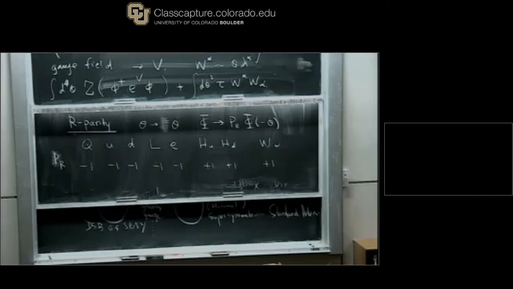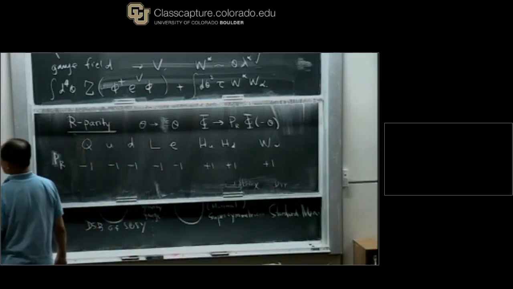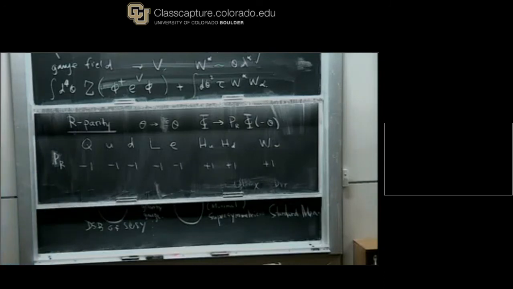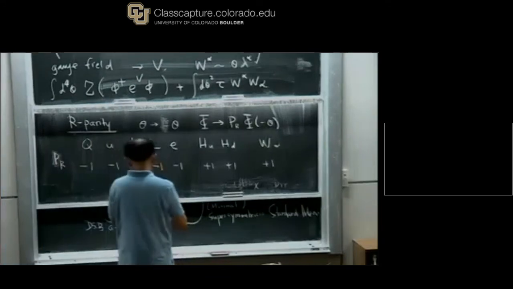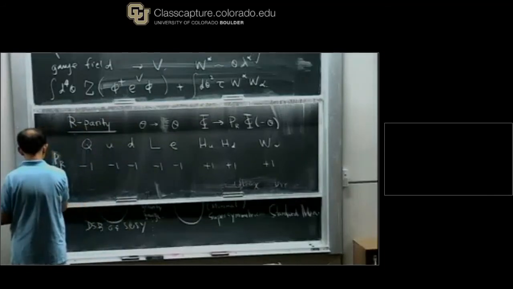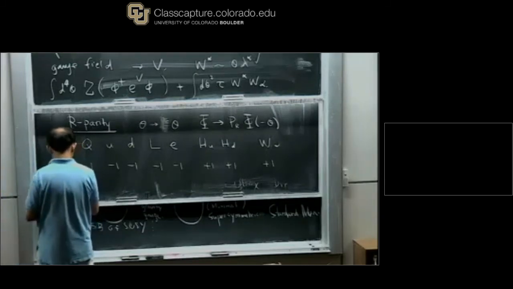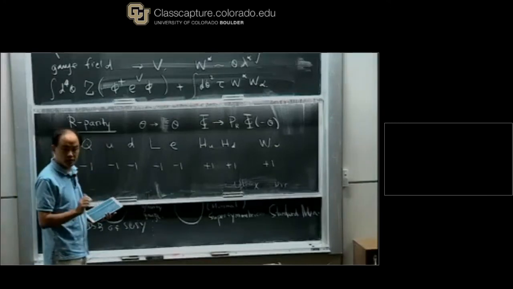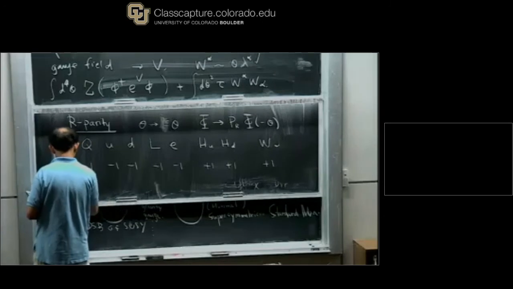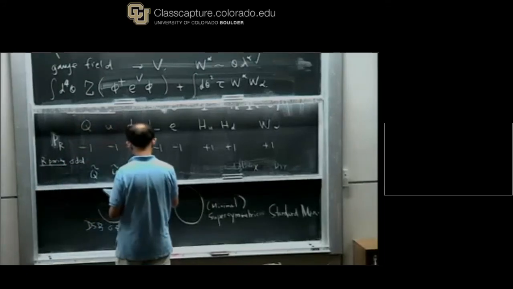So what does this do? You can clearly see that this forbids all of these already. If I insist on R parity as a good symmetry, the consequence is that the following fields are odd under R parity. These are the R parity odd fields, which you basically get by just adding a tilde on everything.